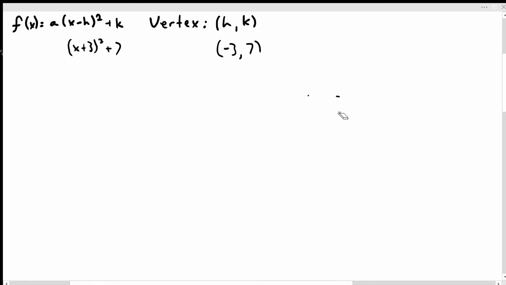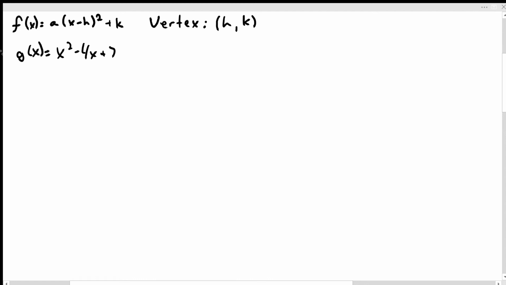So let's start off by doing an example. Let's say we have the following function. g of x equals x squared minus 4x plus 7.